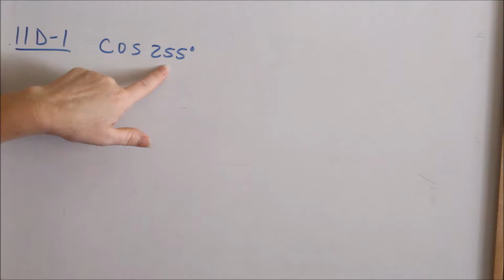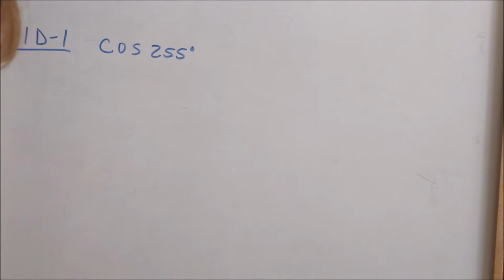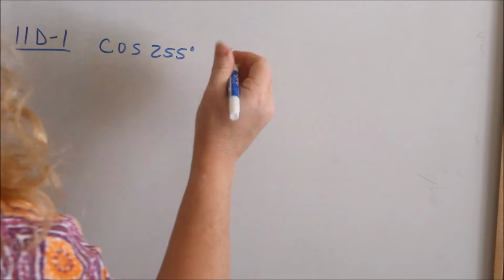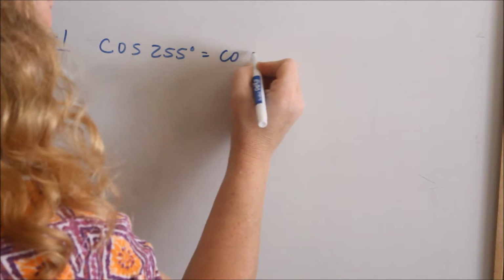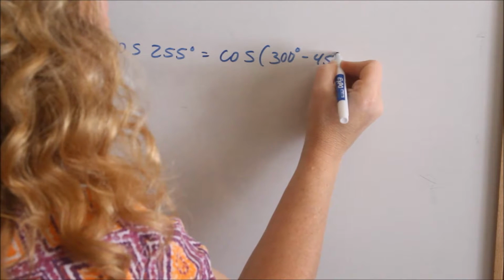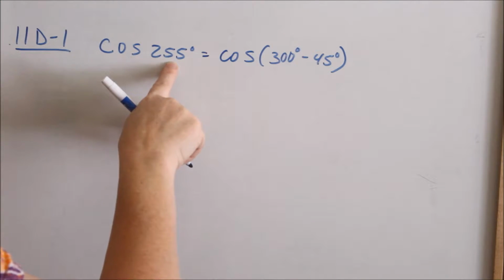You could turn this into an addition of two numbers. I'm going to turn it into a subtraction. So there is more than one way to do some of these problems, but the answer should always still be the same, no matter what way you go to do it, okay? So I'm turning this into cosine of 300 degrees minus 45 degrees, because 300 degrees minus 45 is 255.